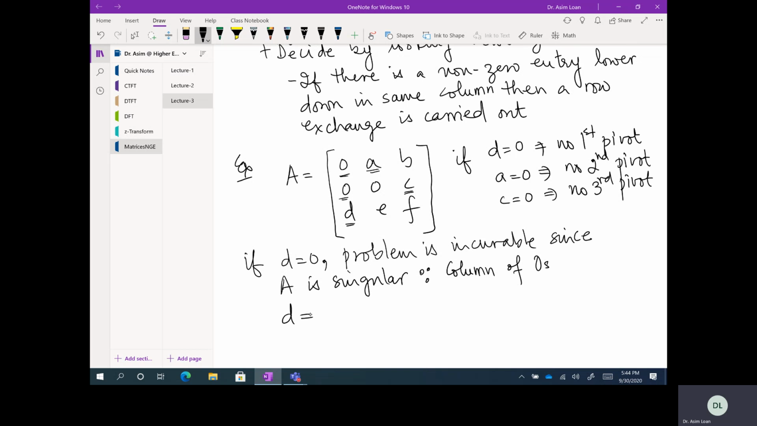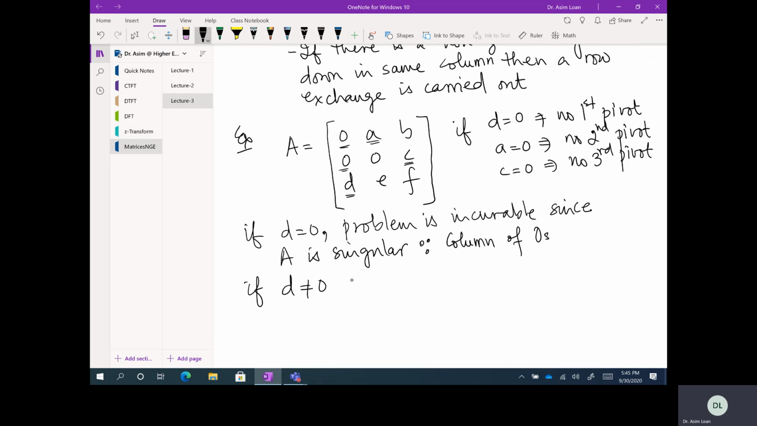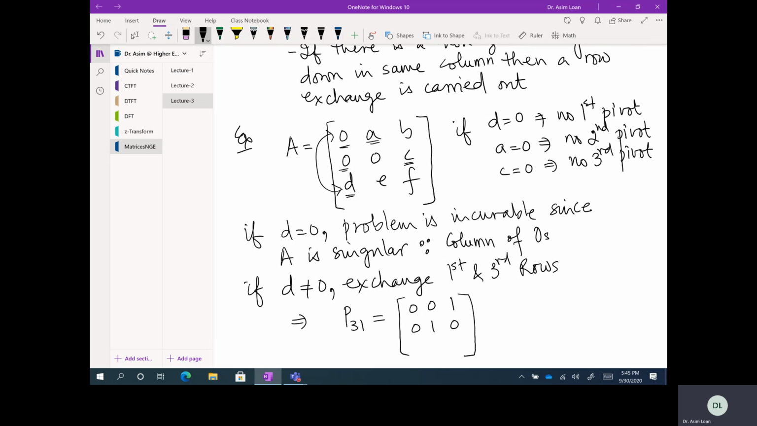If D is not equal to 0, you can exchange the first and third rows. This implies P31 equals 0, 0, 1. The second row remains as is, and the third row and the first row are changed. So if you do P31, you can do a row exchange.